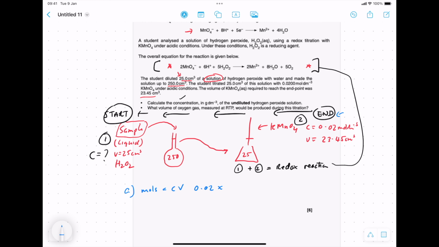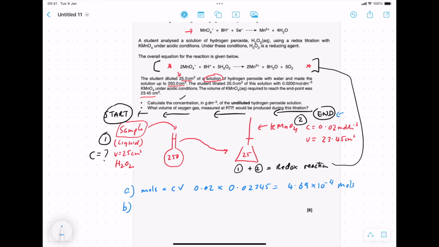Now the volume must be turned into decimeter cubed. The reason is that the standard unit for concentration is moles per decimeter cubed. But volumes are always supplied to us in questions, well, most of the time, in centimeter cubed. So we've got to turn them into decimeter cubed. So that becomes 0.02345. That gives us an answer, for the first step, of 4.69 times 10 to the minus 4 moles. So that's the number of moles of potassium manganate that's reacted in the conical flask.